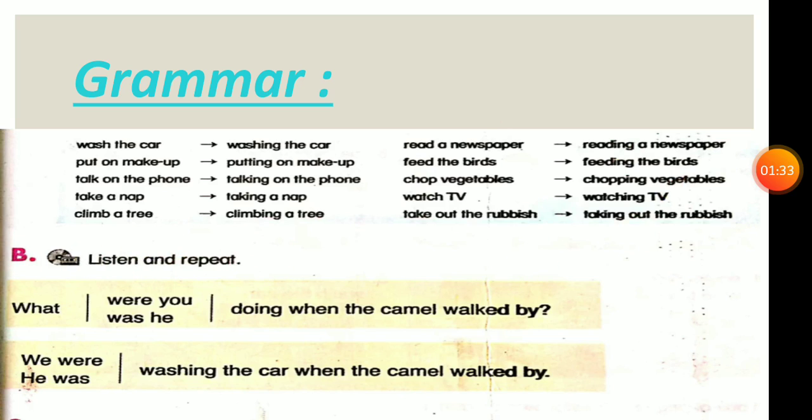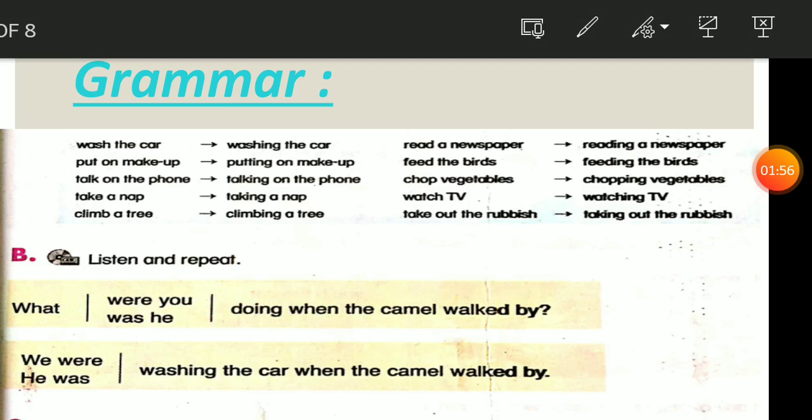We have already known that after am, is, are, was, or were, we use verb ing. And here, we will talk about the question in past continuous tense, like this example: what were you doing when the camel walked by? Or what was he doing when the camel walked by?